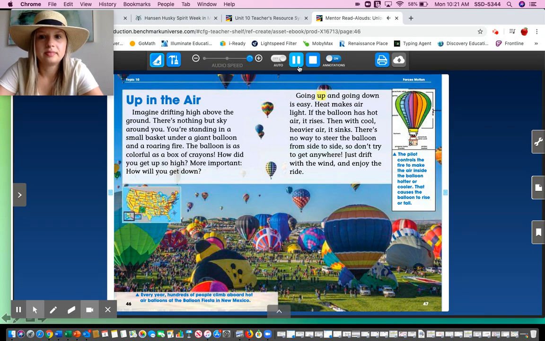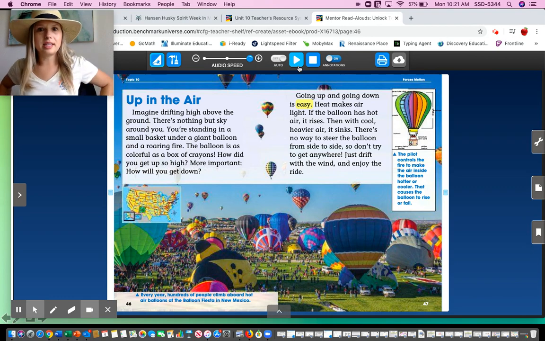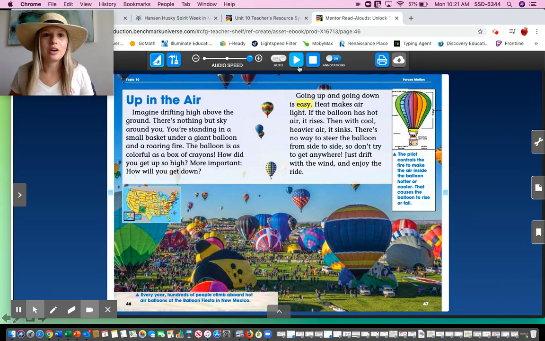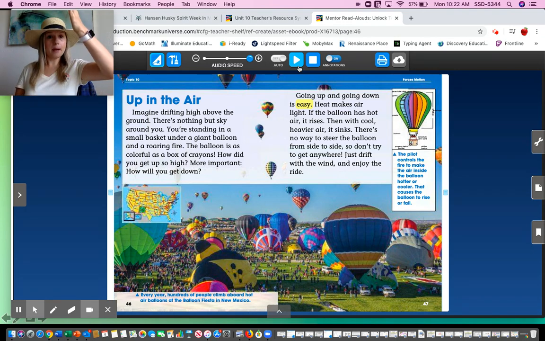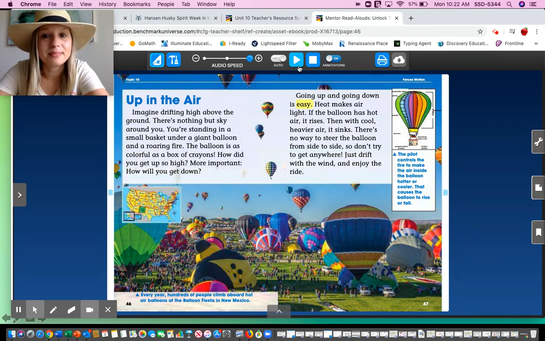Going up and going down is easy. So going up is easy and going down is easy. That doesn't seem easy. Look how big those are. I wouldn't know what I was doing, but that's because I'm not a pilot. Remember, the words up and down are opposites or antonyms. Heat makes air light. Did you hear that? Heat makes air light.